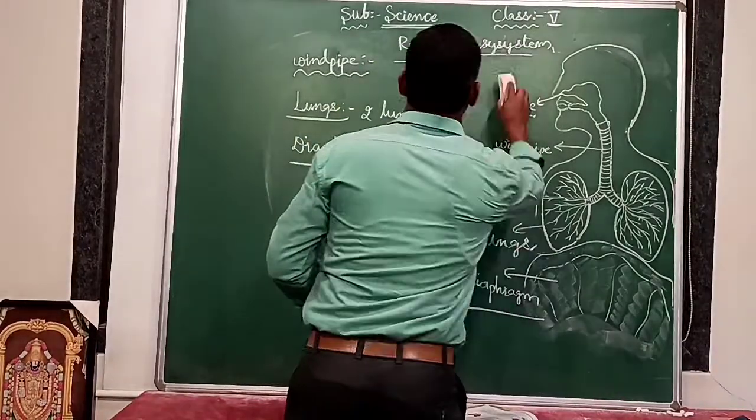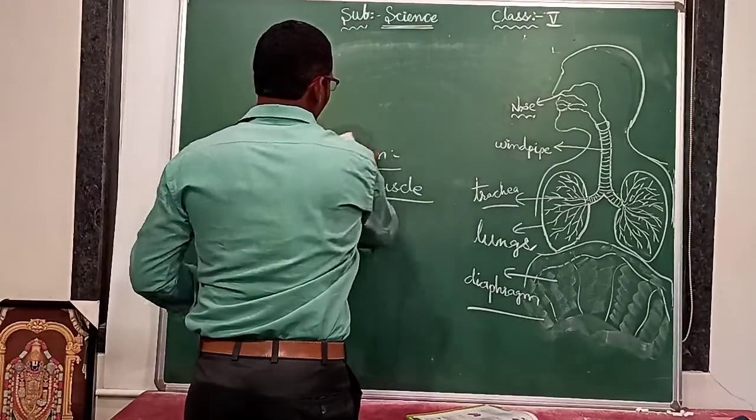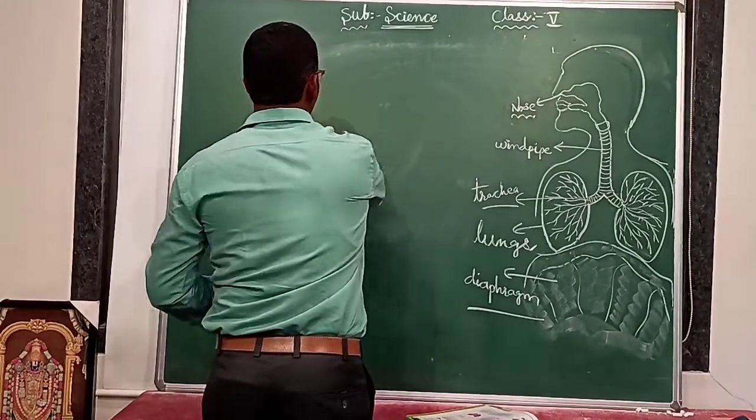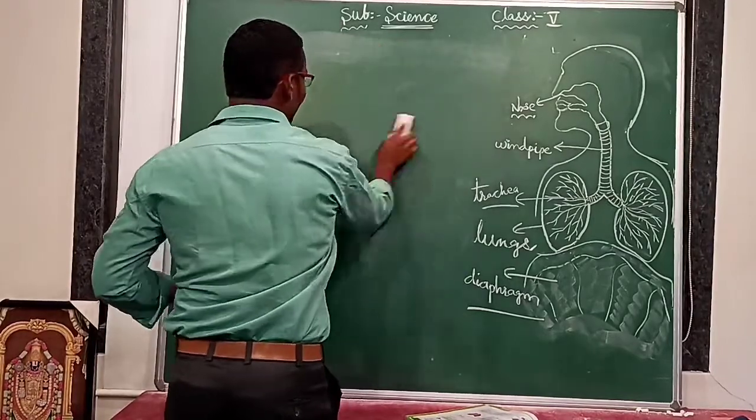Understood everyone? Next. In respiration, so many animals are there. We are seeing so many animals, is it right? But are they taking air in the same way?